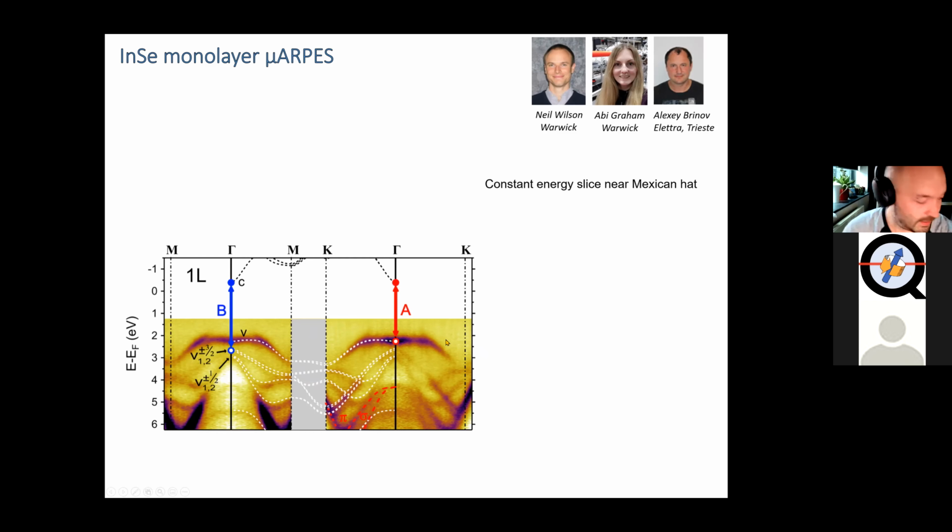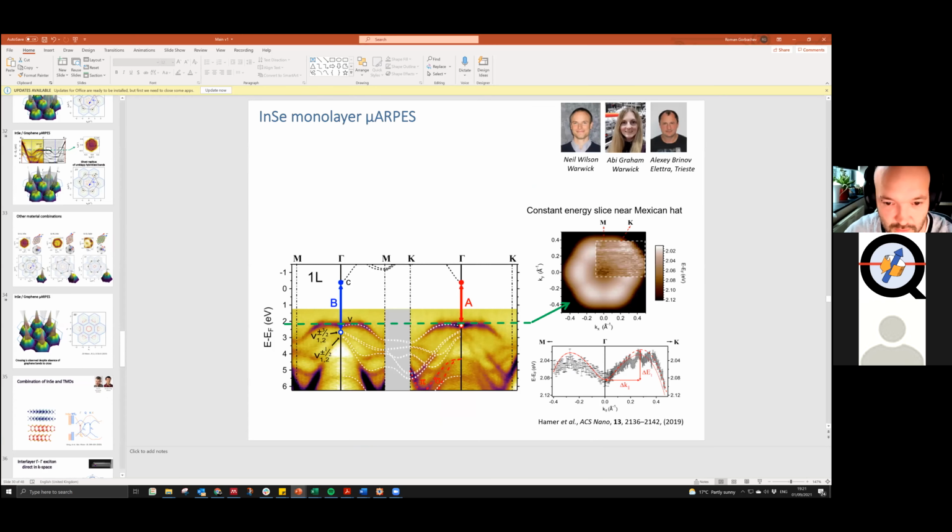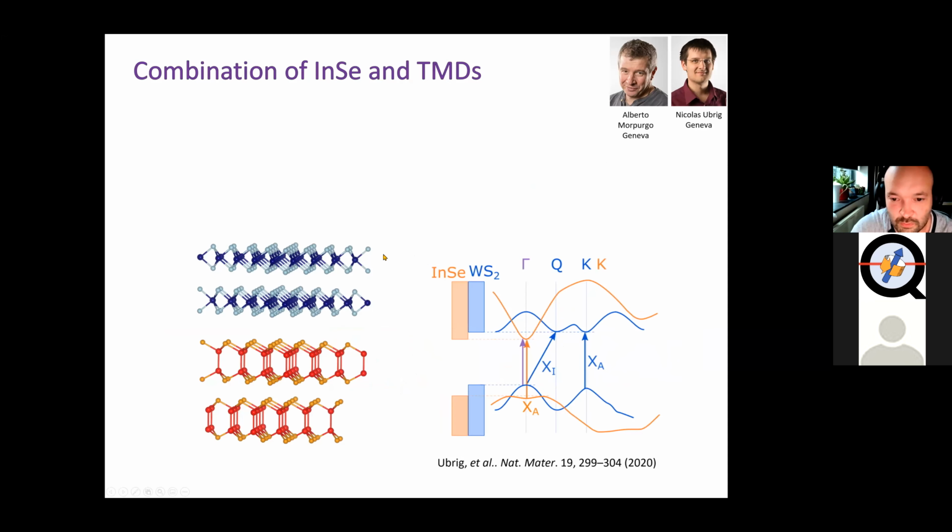But in the remaining time, I'd like to show you a slightly different thing that was more recent. So here we combine TMDs with indium selenide. Now this interface, you can see that in blue, this is the band structure of tungsten diselenide. In orange, this is the band structure of indium selenide, and they have an indirect band gap, which is at the gamma point.